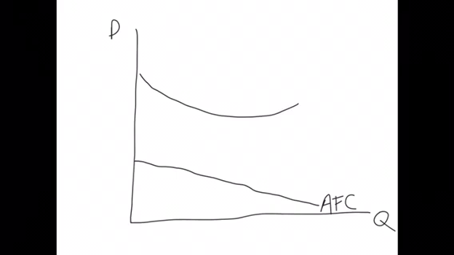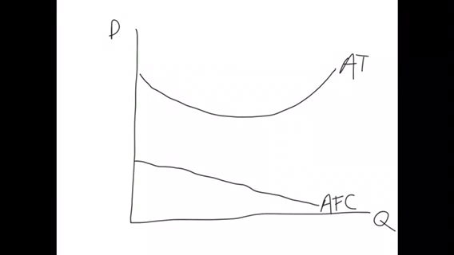This line represents the average total cost. It is curved in this way because of the spreading effect, meaning that the costs are spread over the quantity being produced, and because of diminishing marginal returns.